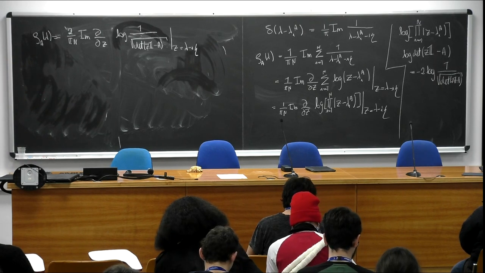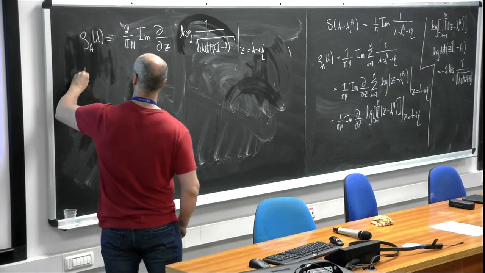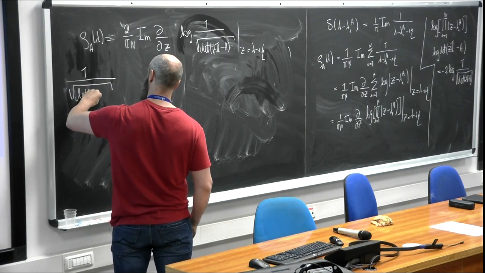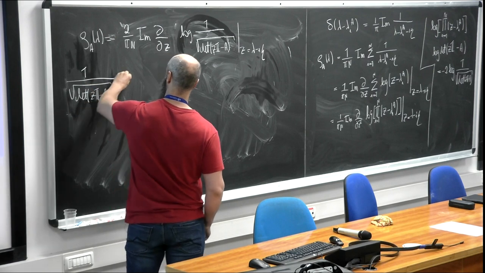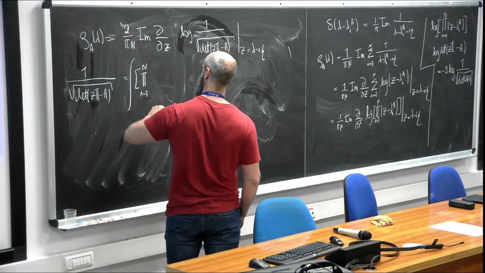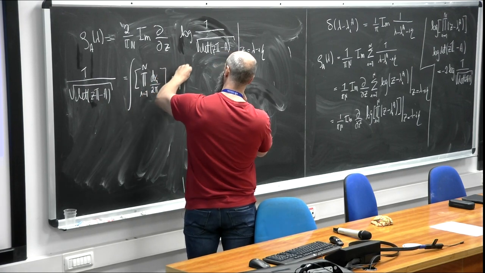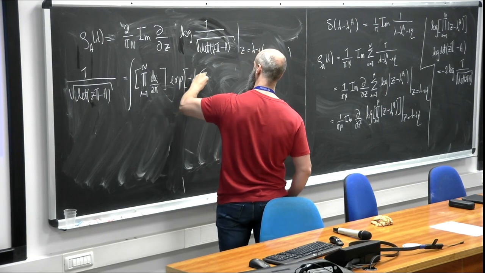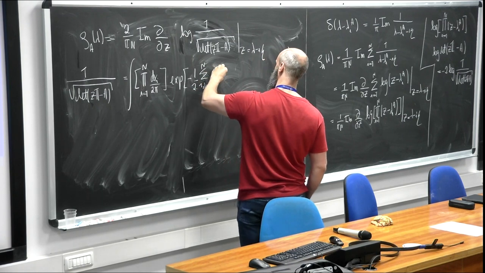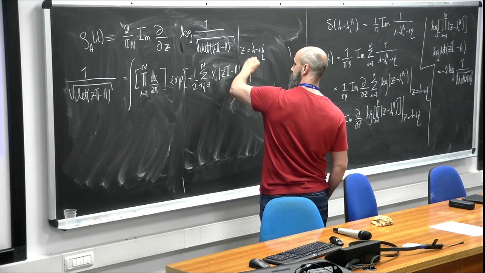So far, so good? I have not done anything fancy at all, OK? Now, remember that I can write 1 over the square root of the determinant of a symmetric matrix as follows. I can write this as an integral of the product over i from 1 to n of dx_i divided by 2 pi, times the exponential of minus 1 half the sum over i and j from 1 to n of x_i (z identity matrix minus A)_ij x_j.